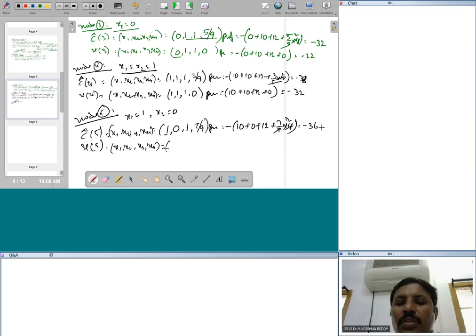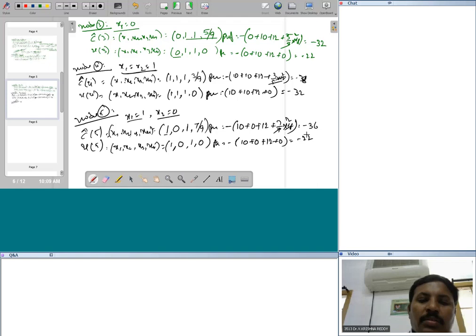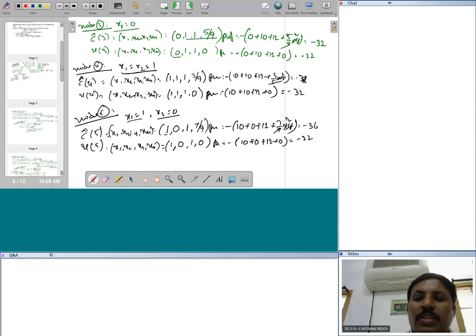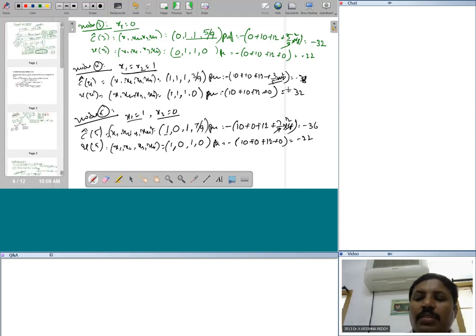Similarly, 10 is fixed because the first object is selected and the second object is rejected. Node 5. So remaining objects are 1 comma 0. Profit value is minus 10 plus 0 plus 12 plus 0 is minus 22. So please note down 38. Please remember 38, 32, 36, 22.